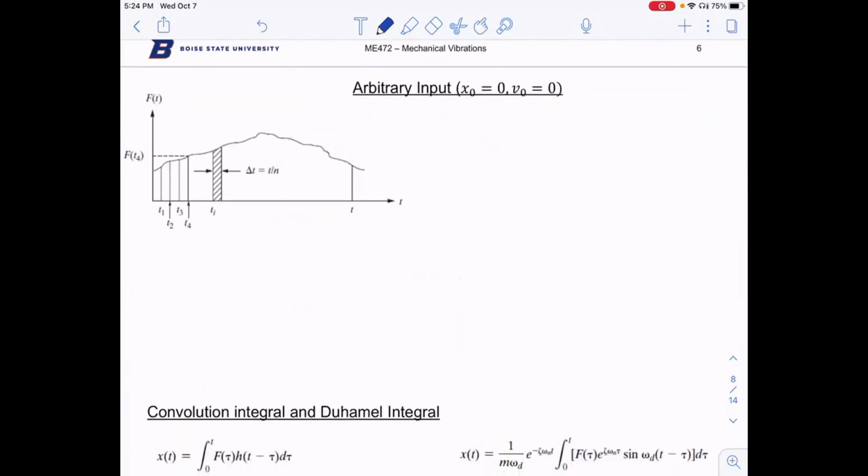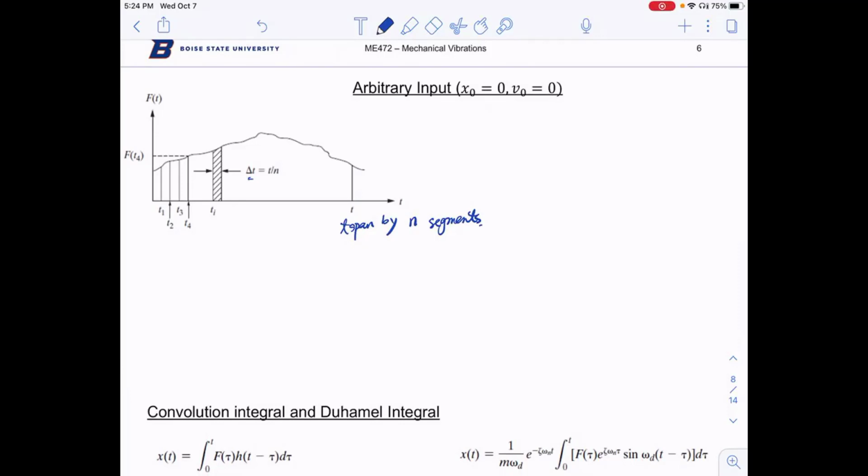So if you understand impulse response, then we can start working on the arbitrary input. So assume that you have a force like this. It's just arbitrary. What you can do is divide your time span into n segments, and each segment is delta t in width.